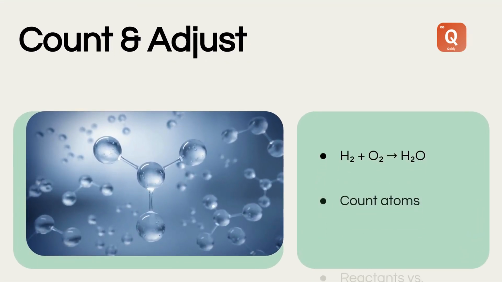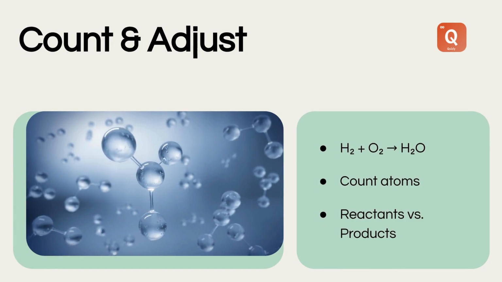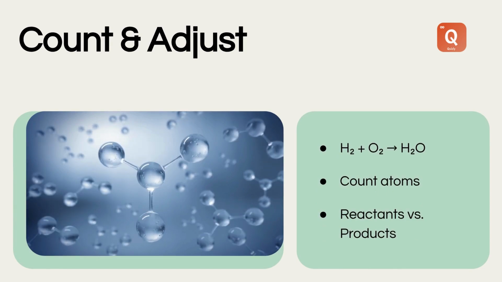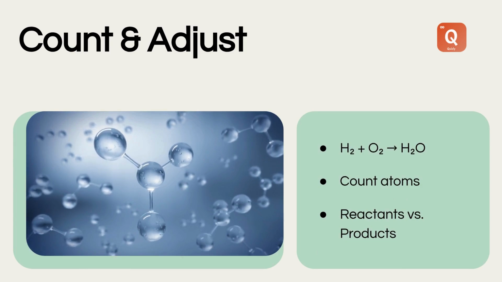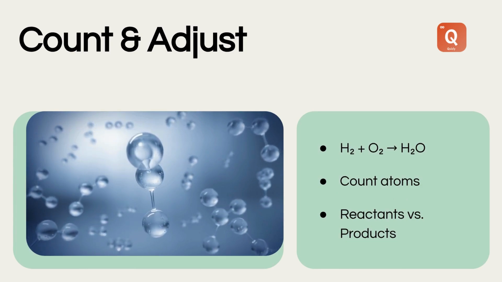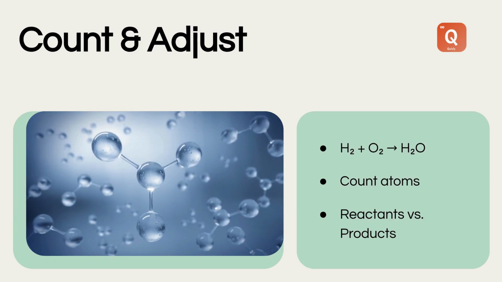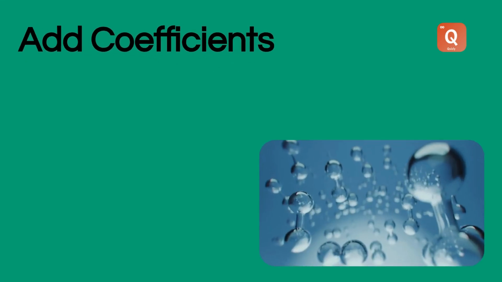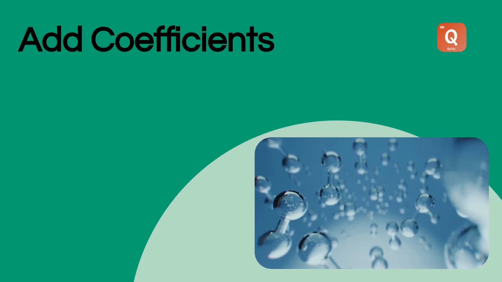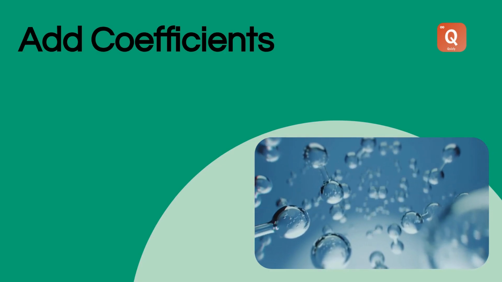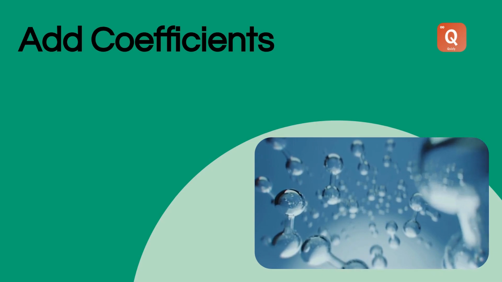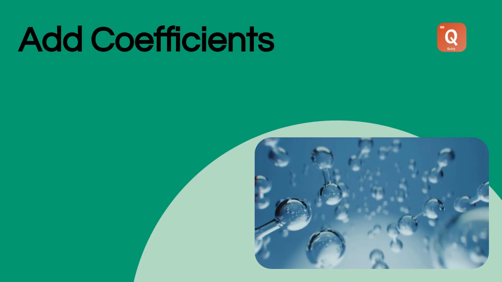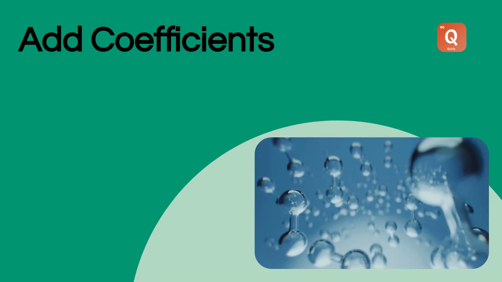We start with our unbalanced equation. H plus O yields hydrogen oxide. Let's count the atoms for each element on both sides. On the reactant side, we have 2 hydrogen and 2 oxygen. On the product side, we have 2 hydrogen and 1 oxygen. To balance the oxygen, we add a coefficient of 2 in front of hydrogen oxide on the product side, making it 2 hydrogen oxide. Now our equation is H plus O yields 2 hydrogen oxide.